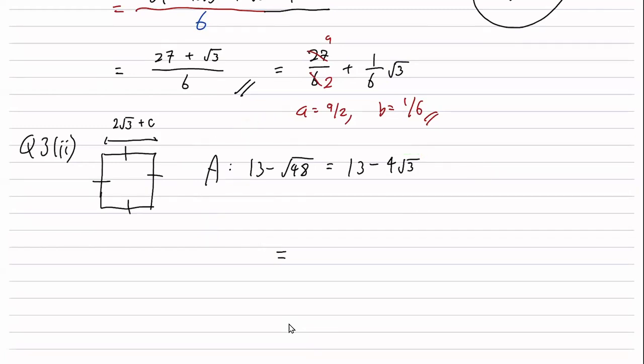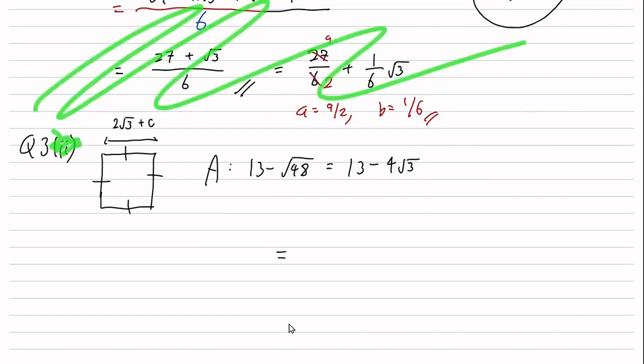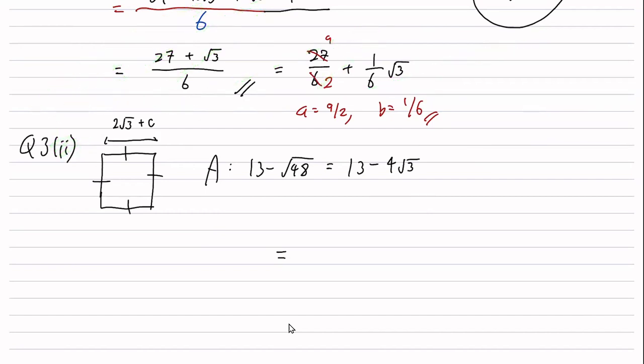They say in the case where it's like if. So pretend that part 1 didn't happen at all. Pretend that there was no 3 part 1. Now it's 3 part 2. Area of a quadrilateral is 13 minus square root 48. In the case where the quadrilateral is a square with one of the sides being 2 root 3 plus c, solve for c.